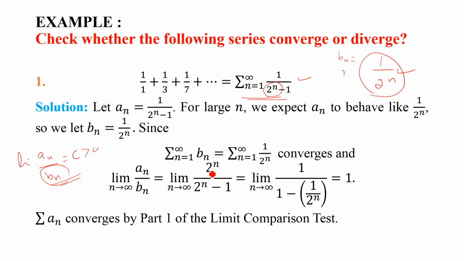So an over bn is equal to the limit of, just plugging in the values, 2^n over 2^n minus 1, and by taking the limits you can do the manipulations yourself. So we have the answer 1. That is, we have c which is equal to 1, and this is greater than 0, by the way, and we can use the limit comparison test. We can conclude by using limit comparison test part 1 that this given series is also convergent, because this series is convergent.